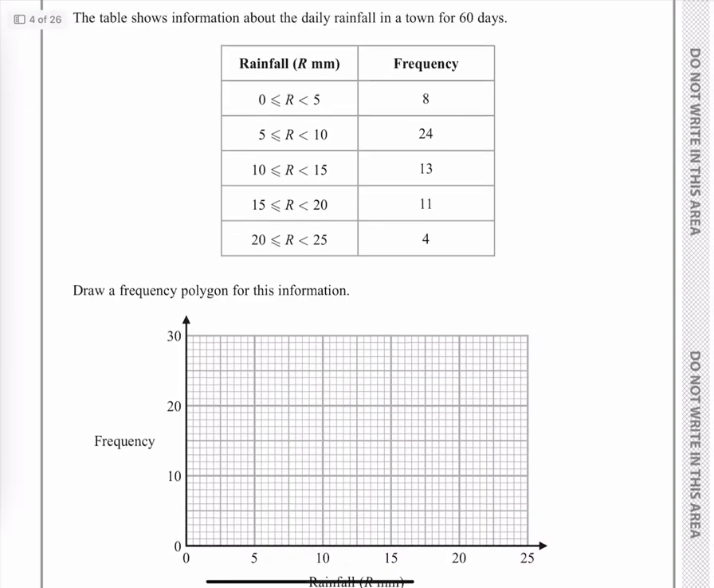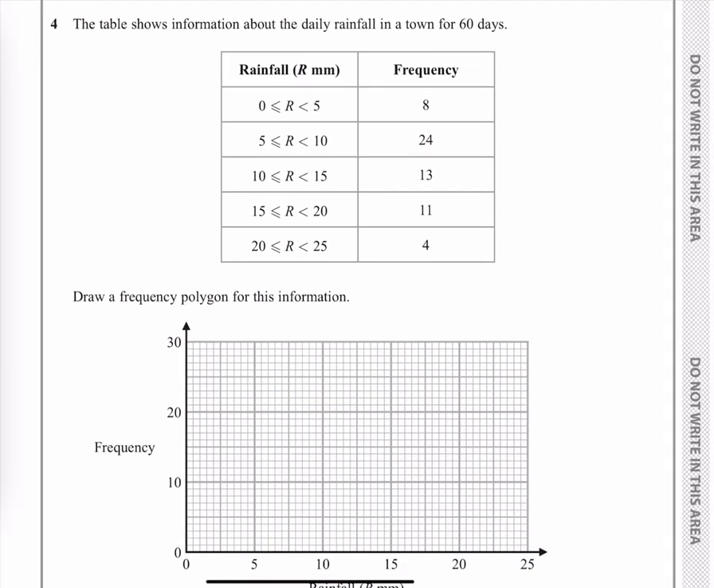Here's rainfall, draw a frequency polygon for it. Okay, so we go halfway along. So it's 2.5, we are at 8. At 7.5, we are at 24. At 12.5, we are at 13. At 17.5, we are at 11. And from 22.5, we are at 4.